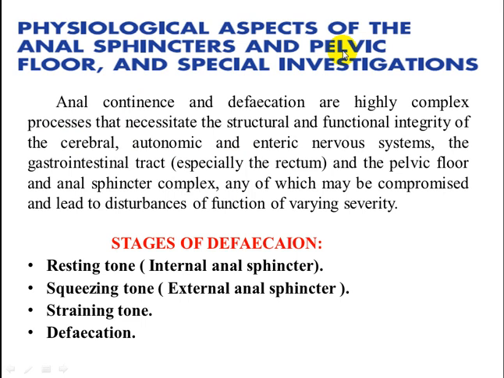Physiological aspects of the anal sphincters and pelvic floor, and special investigations. Anal continence and defecation are highly complex processes that necessitate the structural and functional integrity of the cerebral, autonomic, and enteric nervous systems, the gastrointestinal tract, especially the rectum, and the pelvic floor and anal sphincter complex, any of which may be compromised and lead to disturbances of function of varying severity.